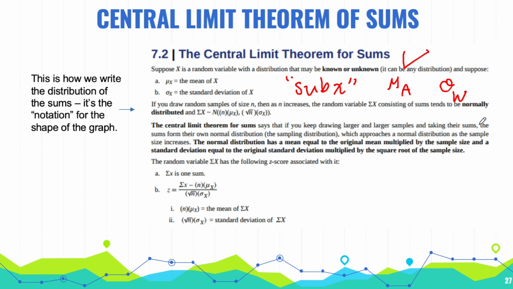The central limit theorem for sums says that if you keep drawing larger and larger samples and taking their sums, the sums will form their own normal distribution. We call it the sampling distribution of the sums. This also approaches a normal curve as the sample size increases. The normal distribution has a mean equal to the original mean multiplied by the sample size, and a standard deviation equal to the original standard deviation multiplied by the square root of the sample size.